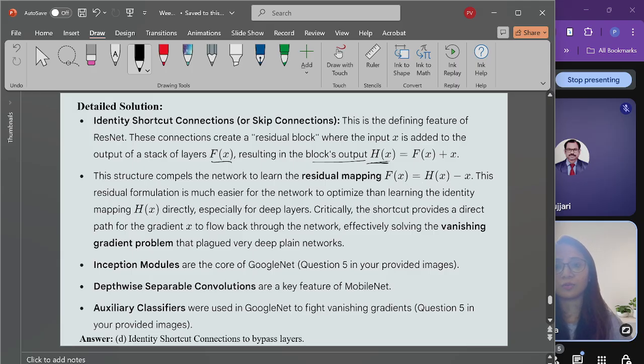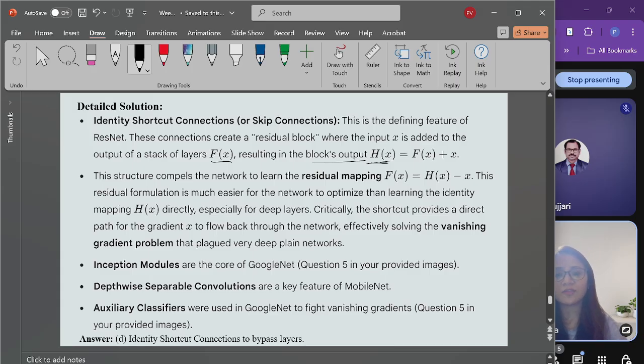This residual formulation is much easier for the network to optimize than learning the identity mapping H(x), especially for the deeper layers. The shortcut provides a direct path for the gradient to flow back through the network effectively, solving the vanishing gradient problem that plagued very deep plain networks.